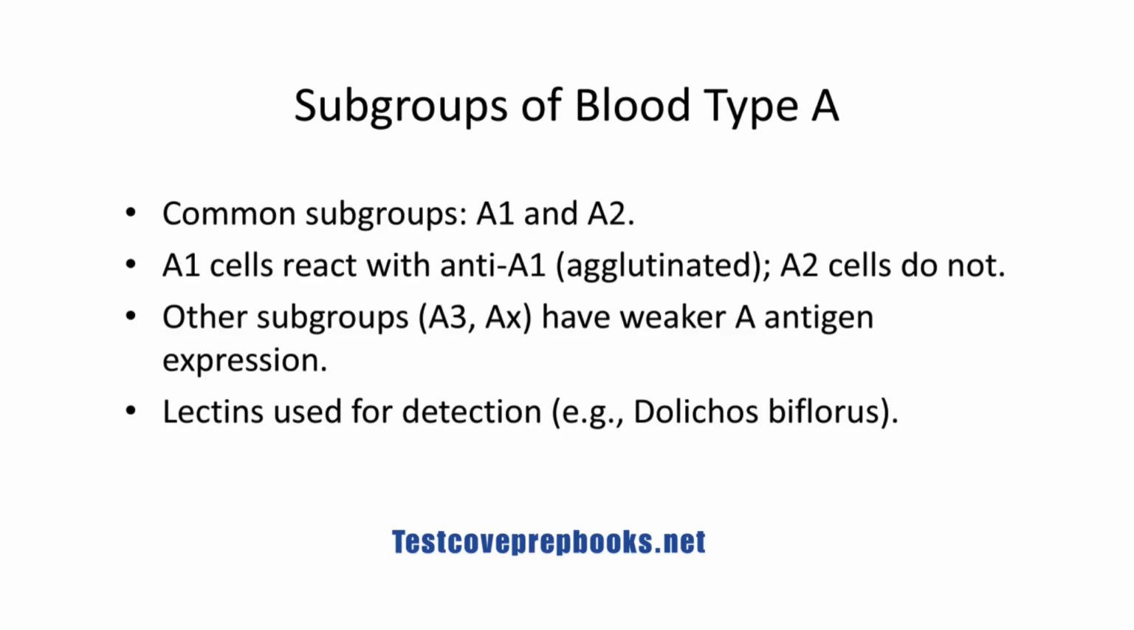A1 cells react positively with anti-A1 and are agglutinated. A2 cells do not react and are not agglutinated. Other subgroups, such as A3 and Ax, contain less A antigen and more H antigen, making them weaker in expression and more difficult to detect.